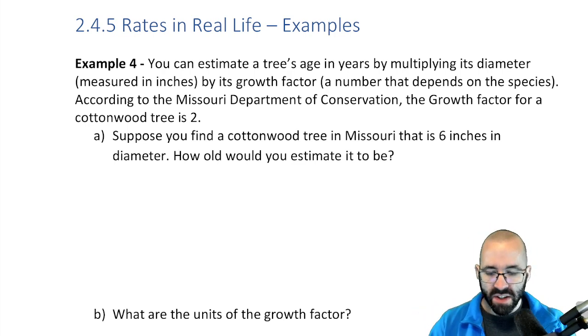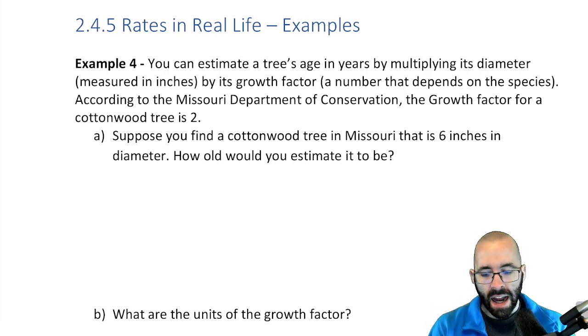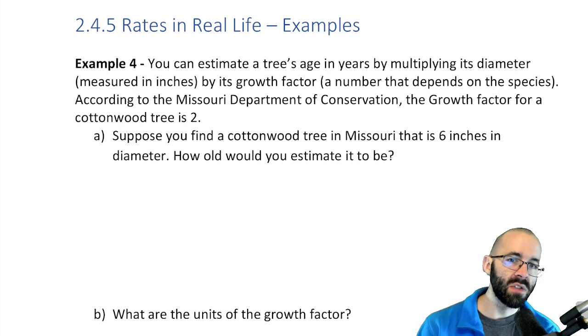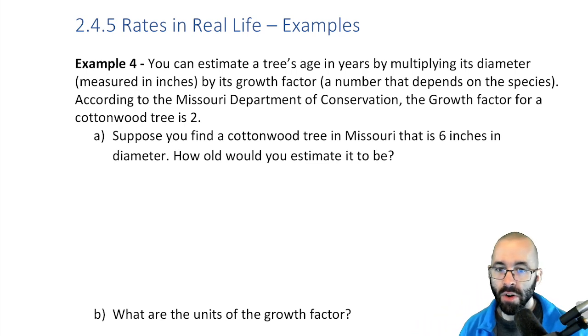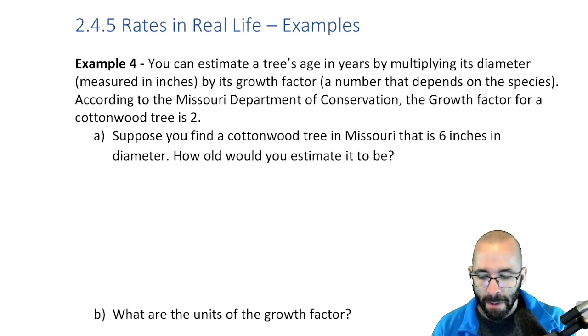So example 4 says that you can estimate a tree's age in years by multiplying its diameter, measured in inches, by its growth factor, which is some number that depends on the species, but most species do have this linear growth factor. According to the Missouri Department of Conservation, the growth factor for a cottonwood tree is 2. There are no units here because we're going to answer that later.